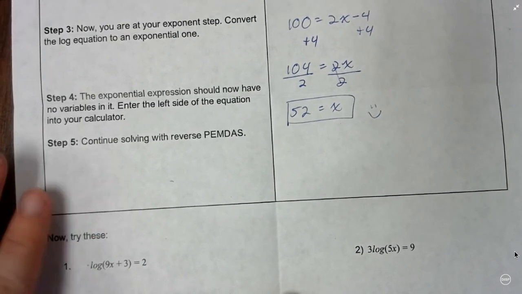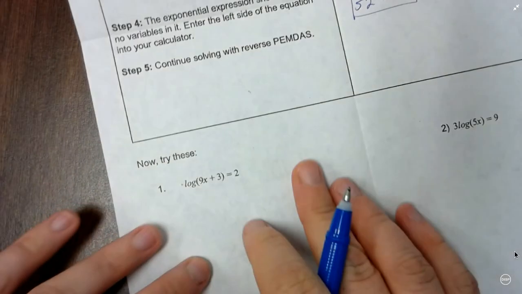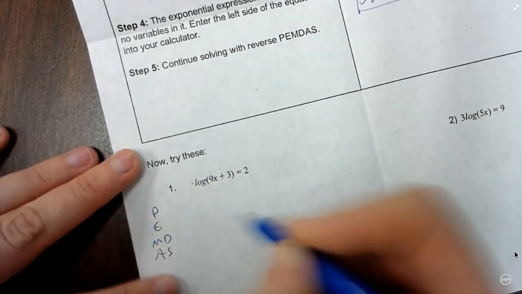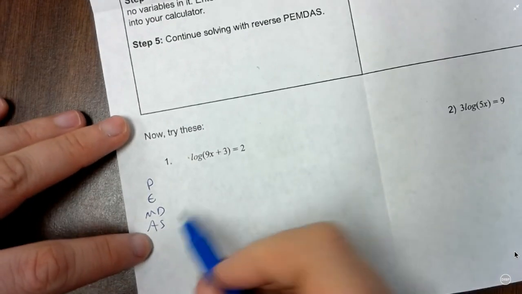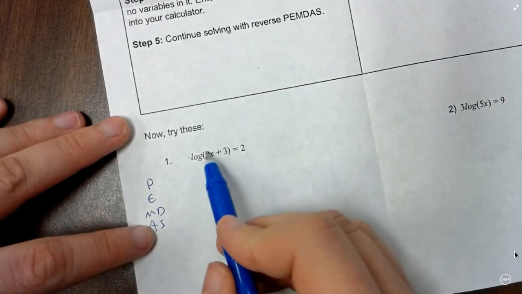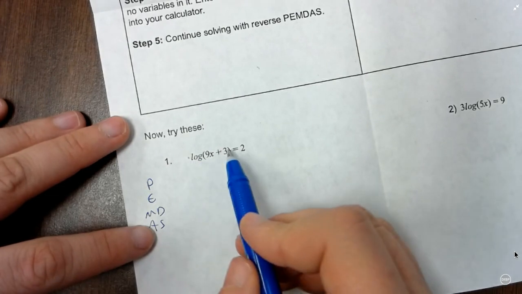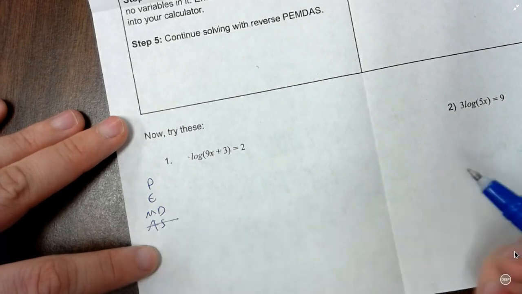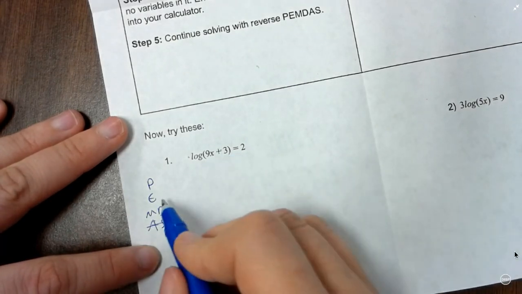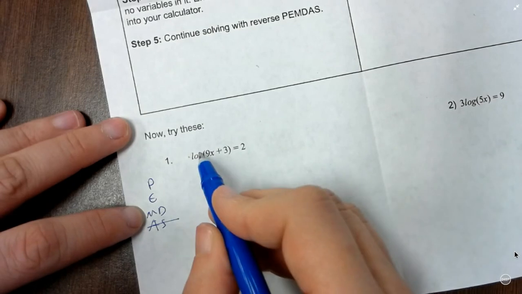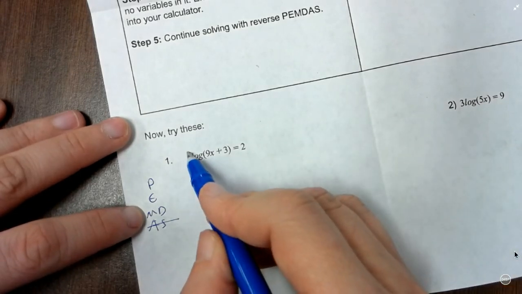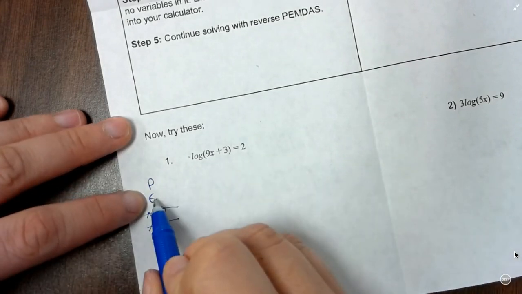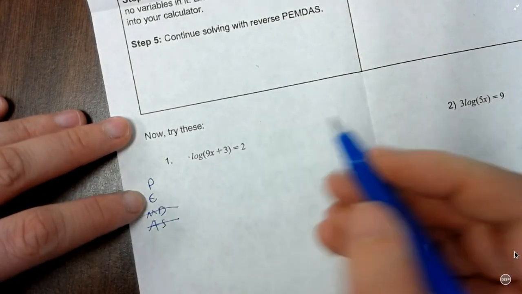So let's try one more. Let's try number 1 down here. So I'm going to do reverse PEMDAS. So first I want to add or subtract anything not in parentheses. Now in this particular case, everything I have is part of the log. So I don't have anything I can add or subtract right now because it's inside parentheses. Multiply, divide, same deal. I don't have anything being multiplied or divided outside of the log, so I can't do anything yet. Then for my exponent step, I want to convert log to exponent.